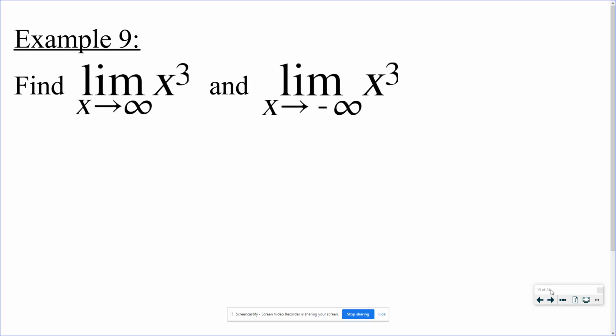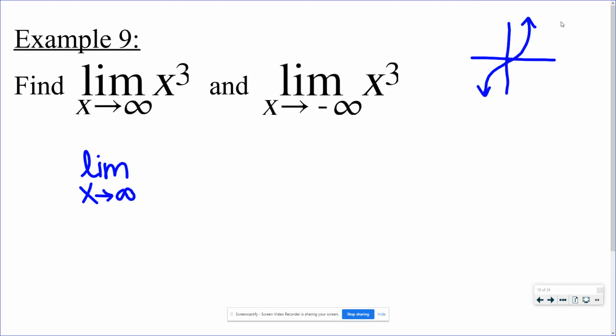Okay, what about these two? What happens when I take the limit as x approaches infinity for something like x cubed? You could do this two ways, guys. You could think of the parent function and maybe draw that and kind of read the parent function graph, which looks like this, by the way. Or you could just think logically about what happens when you put a really big number in and cube it, right? If I put in a really big number and raise it to the third power, it's just going to equal another really big number. So we would call that infinity.